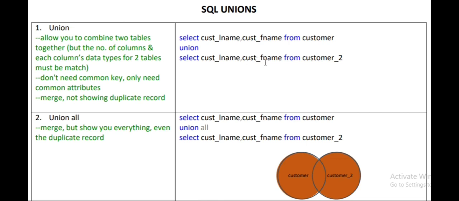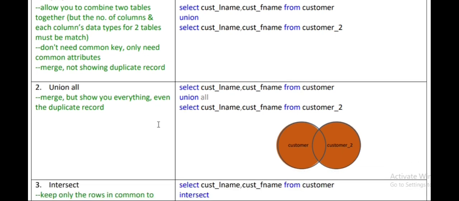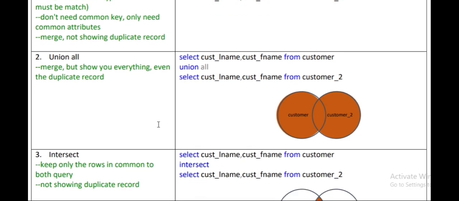Number 2, union all: merge but show you everything, even the duplicate records. Select cust_lname, cust_fname from customer union all select cust_lname, cust_fname from customer2. So customer 1 and customer 2, this was the whole record from both tables.